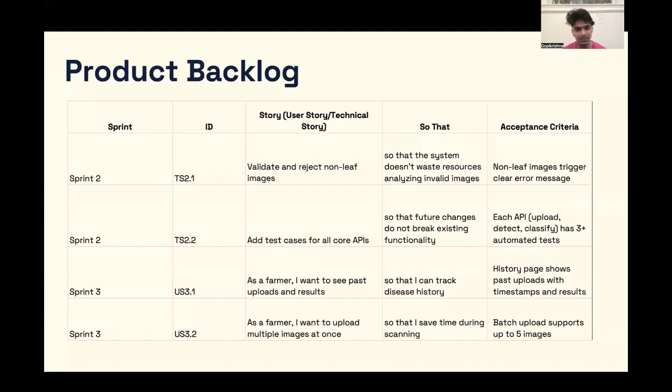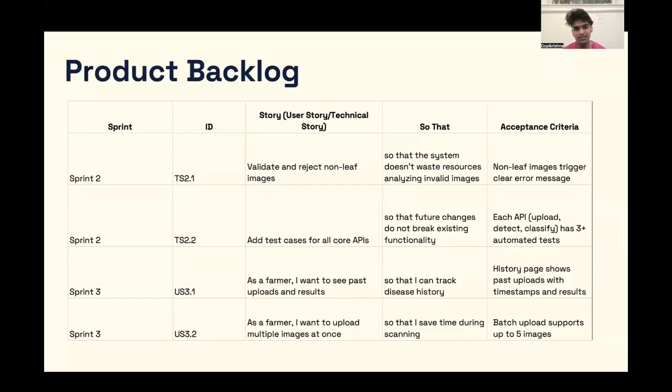We strengthened the reliability. To maintain functionality, we have added test cases for all the core APIs: upload, detect, and classify, ensuring the system remains robust even when changes are made. Each API now has at least three automated tests.